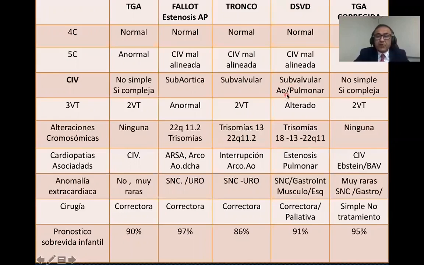And in congenitally corrected transposition of the great arteries, if it is simple, there is no defect, and if it is complex, there is a defect.